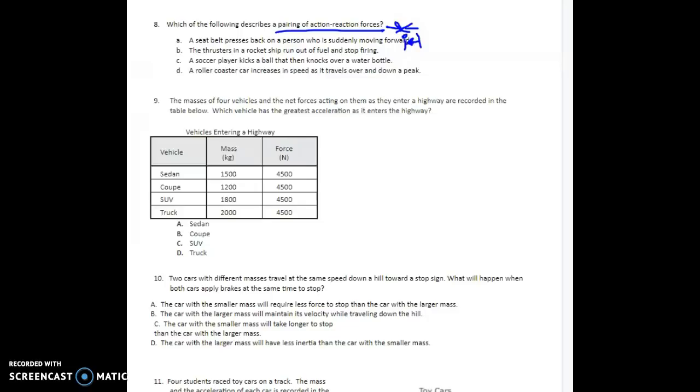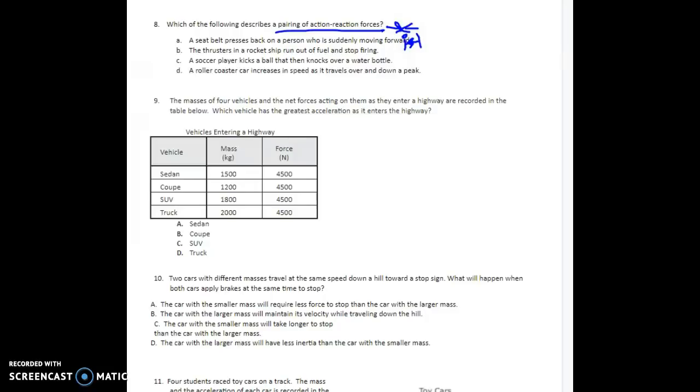All right, number 8. Which of the following describes a pair of action-reaction? So a pair is going to be one where they're going in opposite directions with equal force. A seatbelt presses back on a person who is suddenly moving forward. So you've got the seatbelt pushing backward and the person pushing forward, opposite, okay?